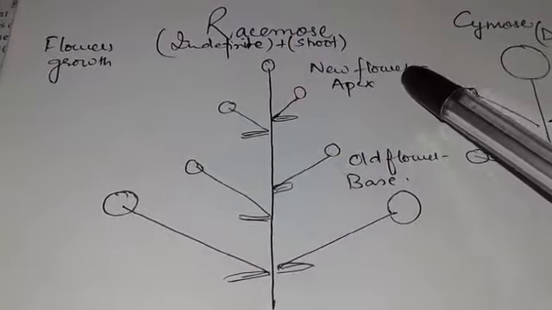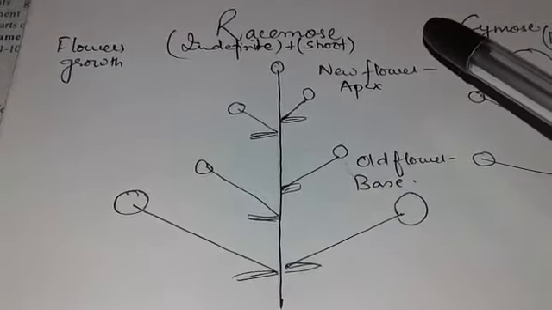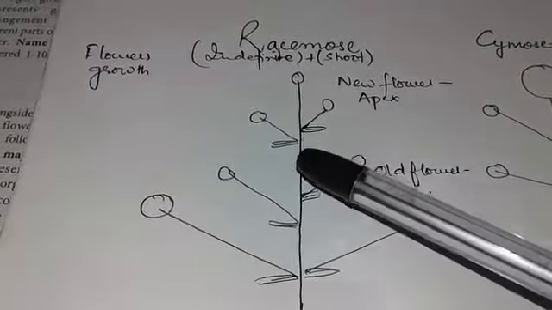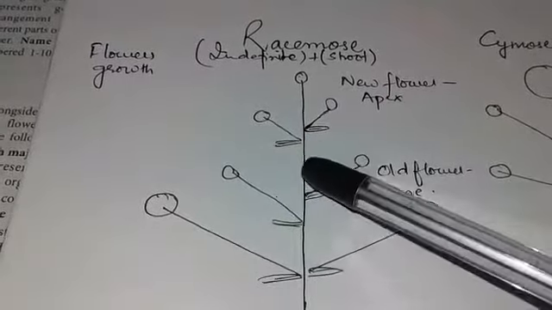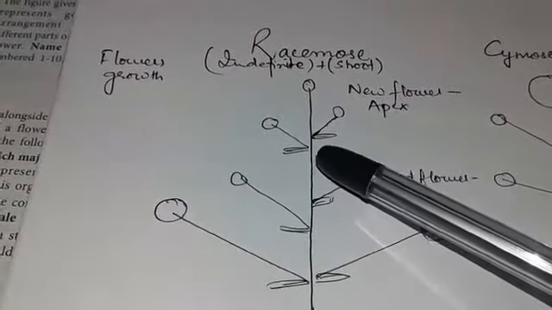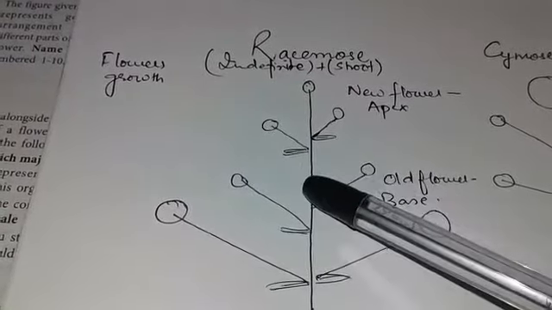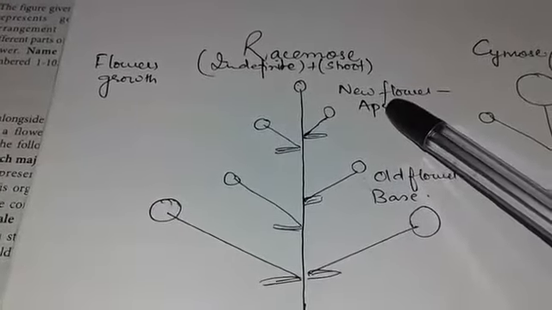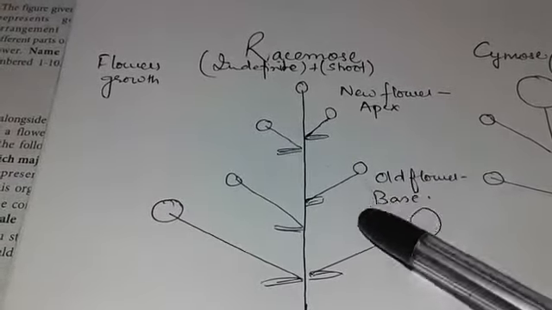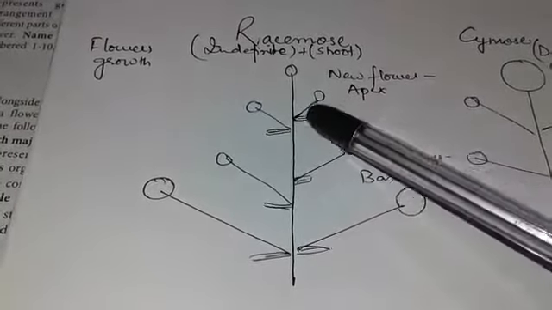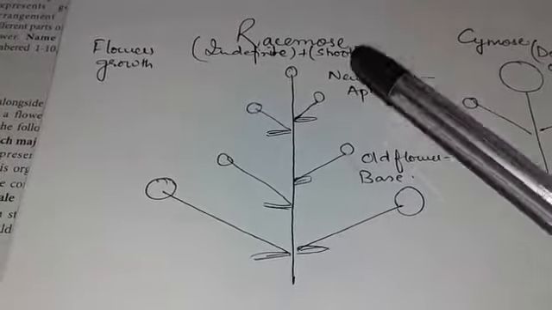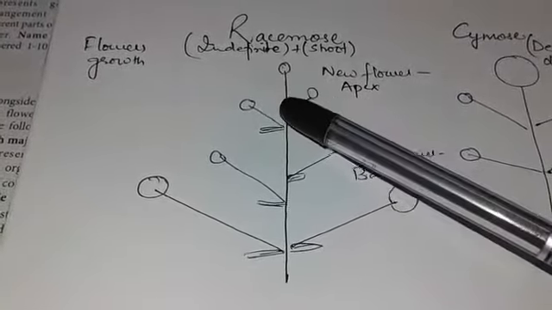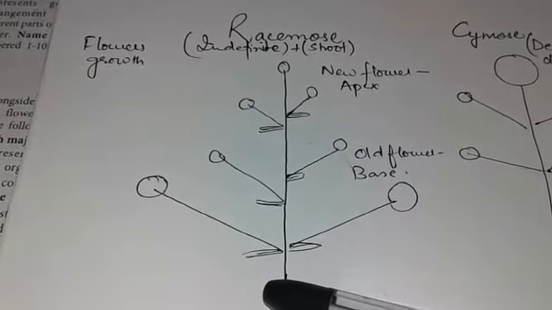In racemose type inflorescence, the main axis possesses a terminal bud which grows indefinitely and gives rise to lateral and axillary flowers. The flowers are arranged on the axis in such a way that new flowers are born at the apex whereas old flowers remain at the base. Here you can see a typical diagram of racemose. In this type of inflorescence, there is indefinite growth of shoot.